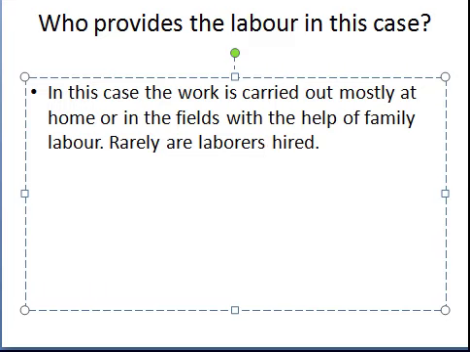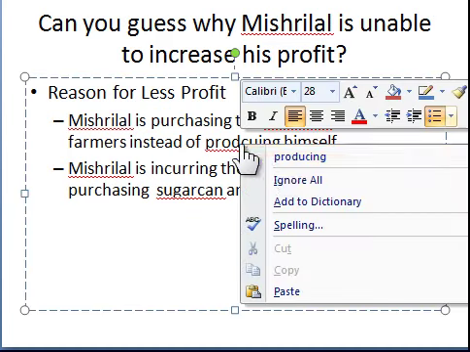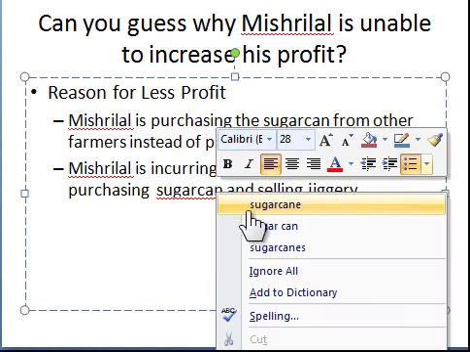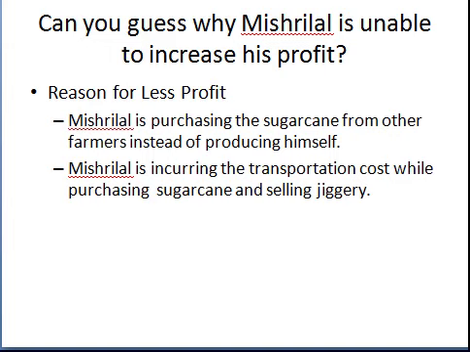Third question, can you guess why Mishrilal is unable to increase his profit? Yes, students, we can imagine the situation that Mishrilal is purchasing the sugarcane from the farmers as given in the case. If Mishrilal produced this sugarcane on his own farmland, definitely he would have to pay less cost for the sugarcane production, so it would increase his profit margin.